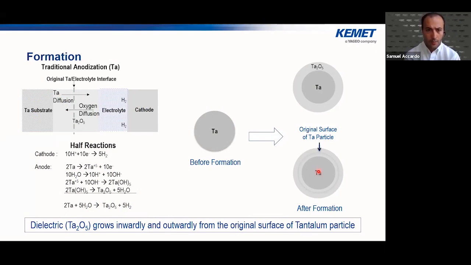And essentially you could think of the picture right in the middle as the before formation. That's essentially what it would look like, or just an individual pellet. And when we put that part in an electrolyte and apply a formation voltage, which is basically a voltage that we apply that will correspond to the rated voltage of the part, the tantalum dielectric, or the tantalum pentaoxide, is going to grow 1/3 of the way in and 2/3 of the way out.